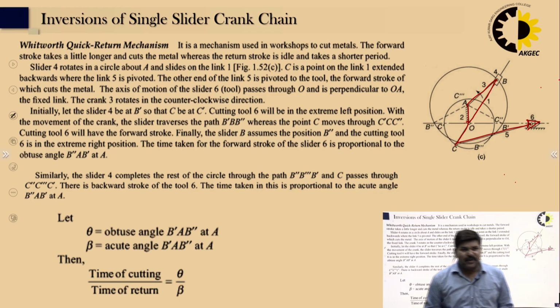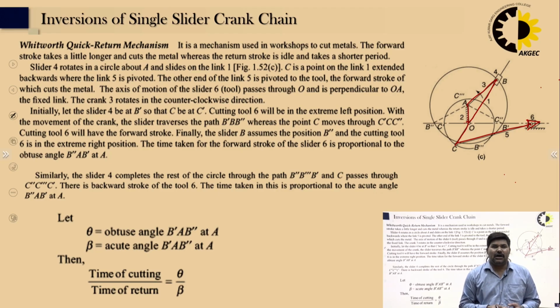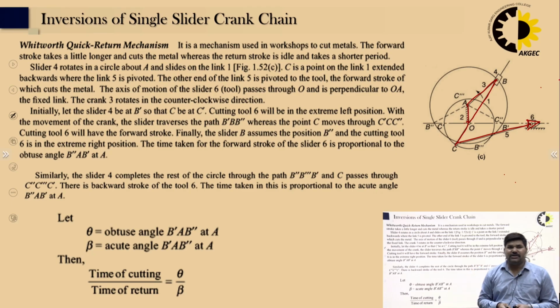This mechanism is used in workshops for cutting metals. The forward stroke is a little longer and cuts the metal, whereas the return stroke is ideally shorter in time. The slider moves in a circle about A. In the figure, the point C of the link A is extended backward, where link 5 is pivoted. At the other end of link 5, the tool is pivoted, and the forward stroke is what cuts the metal.